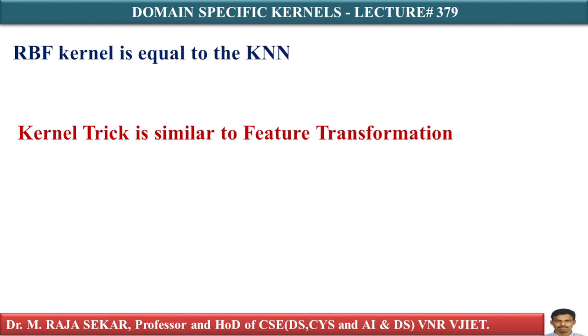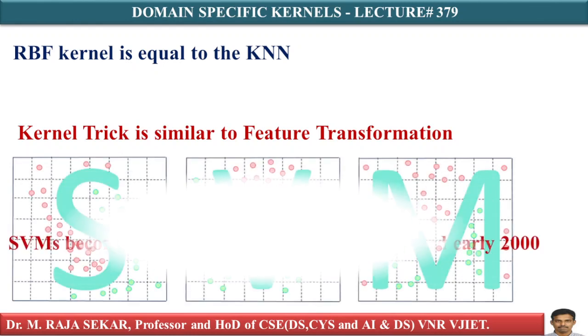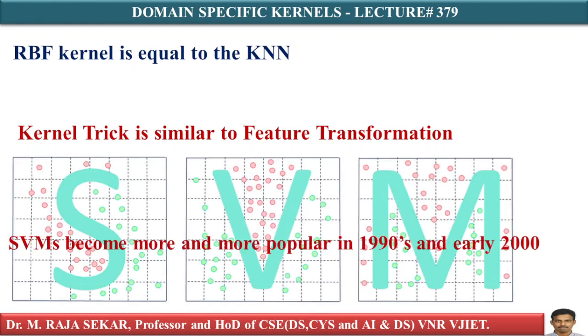As SVM became more and more popular in the 1990s and early 2000s, people came up with a lot of specialized kernels for specific tasks. The most important thing in the whole of machine learning is feature transformation. Since feature transformation is equivalent to kernelization, people have come up with specialized kernels.